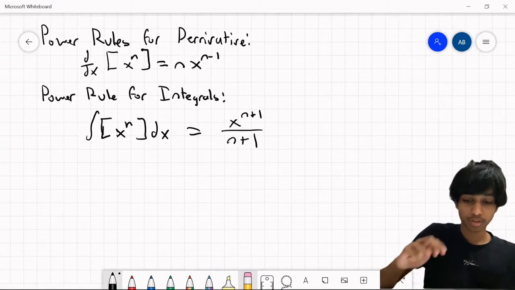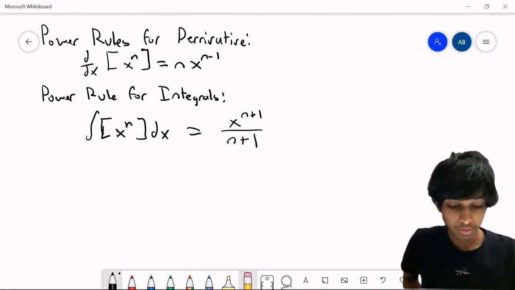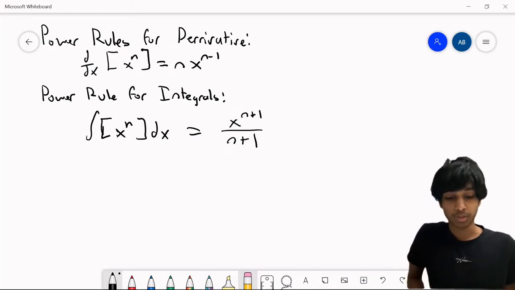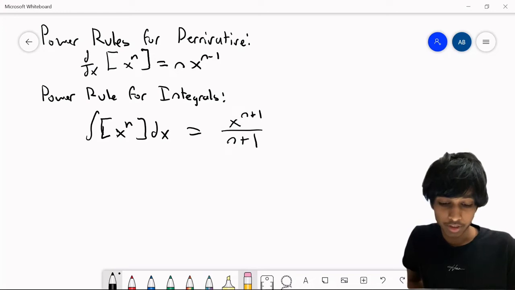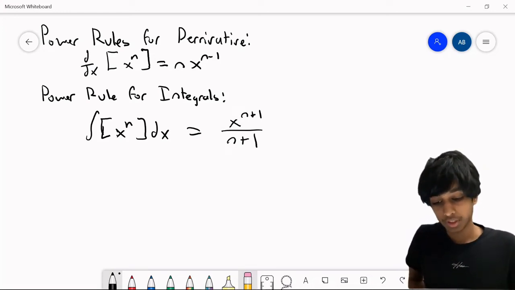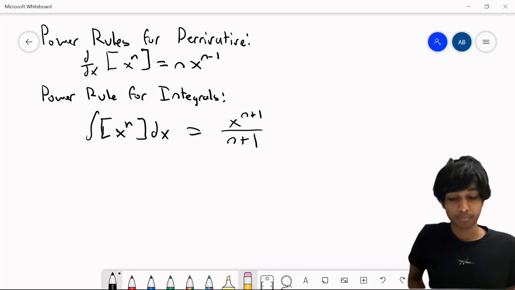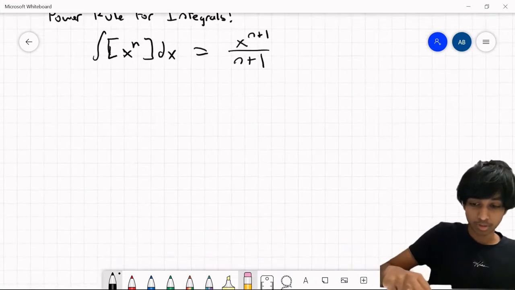As you may recall from derivatives, the power rule for a derivative is n times x to the power n minus 1. However, for integrals, when you do the power rule, you must add 1 to the exponent instead of subtracting, and you must divide by n plus 1 instead of multiplying. So let's do some problems.